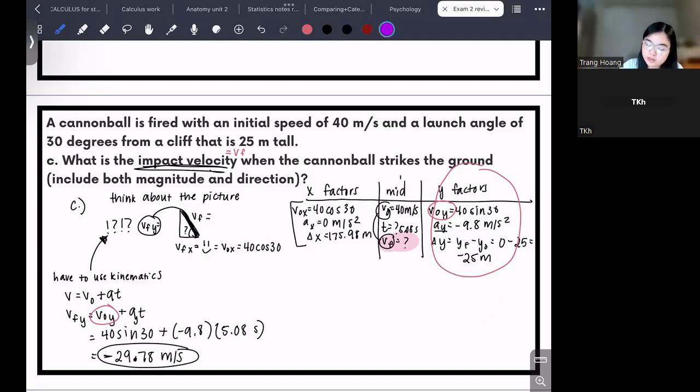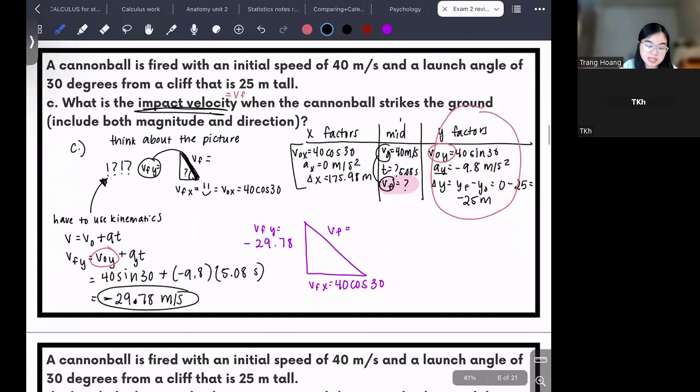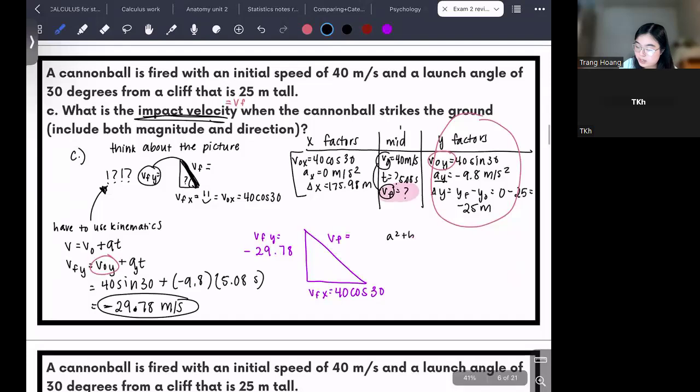So once we redraw our triangle, make it a little bit bigger. I feel like if it's bigger, it's just easier to see and easier to work with. 40 cosine 30. And VFy is equal to negative 29.78. And like Lavon said earlier, we're just going to do Pythagorean for this. Again, we see Pythagorean a lot in this case. And so a squared plus b squared is equal to c squared. So you're just going to do, I'm too lazy to plug this in, but just do whatever you need to do. Negative 29.78 squared is equal to c squared.